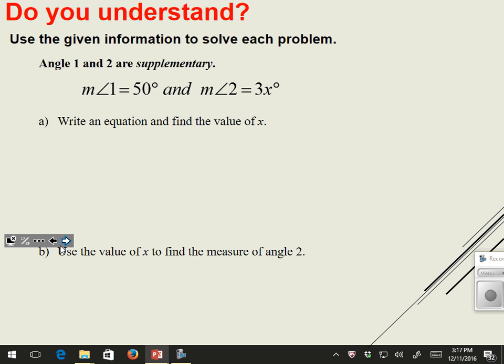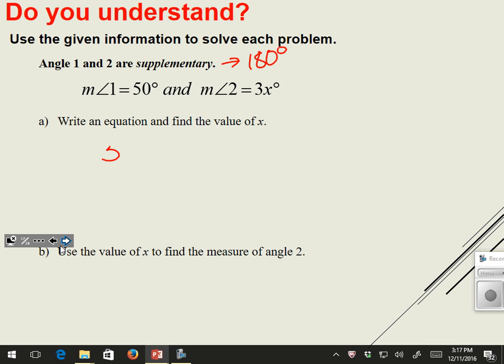Do you understand? Use the given information to solve each problem. Angle 1 and 2 are supplementary. What does supplementary mean? Well, that means they add up to 180 degrees. Write an equation and find the value of x. So, we know supplementary means 180 degrees, and therefore angle 1 plus angle 2 equals 180.